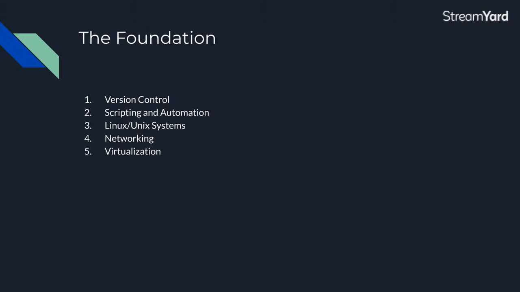So how do you start to become a DevOps engineer? The first thing you need to learn is version control. What is version control? Version control is normally Git, which I'm sure most developers will have heard of.